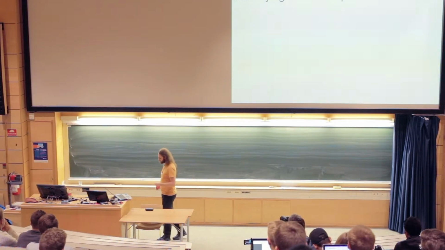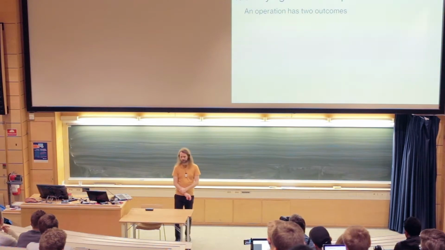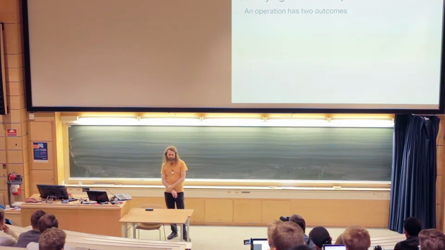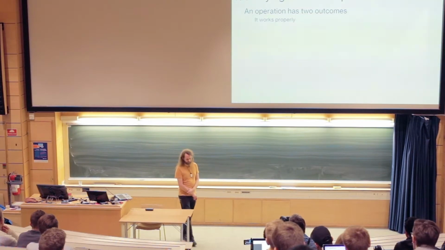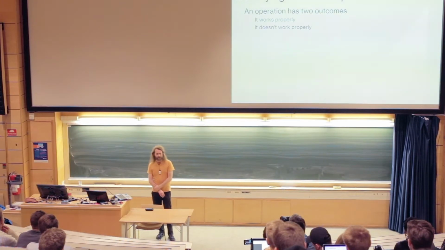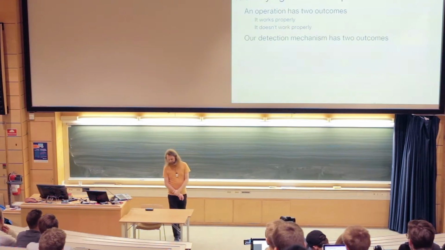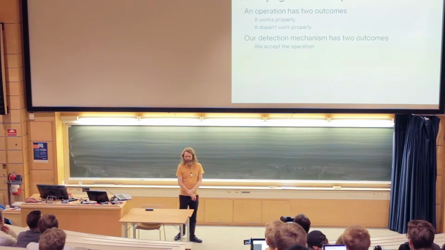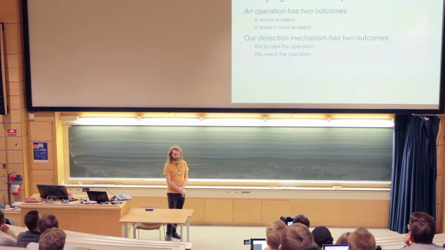So let's see if we can identify unacceptable behavior in our program in some sensible way. So we have some operation. An operation is a function or a program or whatever, some piece of code that is executing, which has an input and a result. And this operation has two outcomes. Either it works as we expect it to work, or it does not work as we expect it to work. And then we have a detection mechanism that detects the workingness of our operation. And this detection mechanism also has two outcomes. Either it accepts the operation, or it rejects the operation.